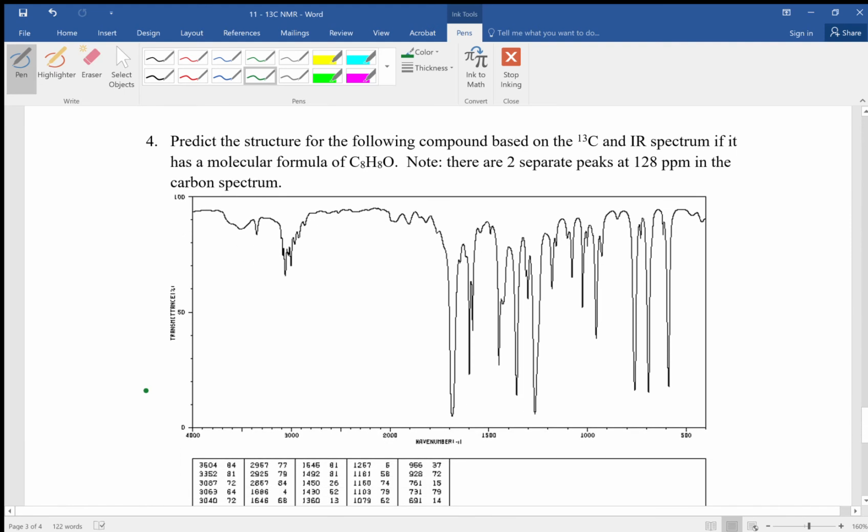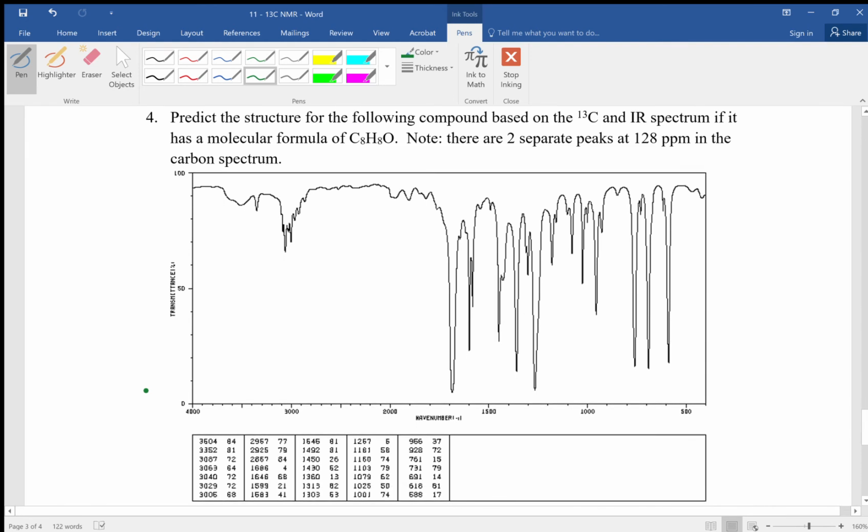All right, our last problem is starting to get into what we're going to end up doing a lot of, especially once we've learned proton NMR. Here's a chemical formula, here's a carbon spectrum, here's an IR spectrum. What compound do we have?